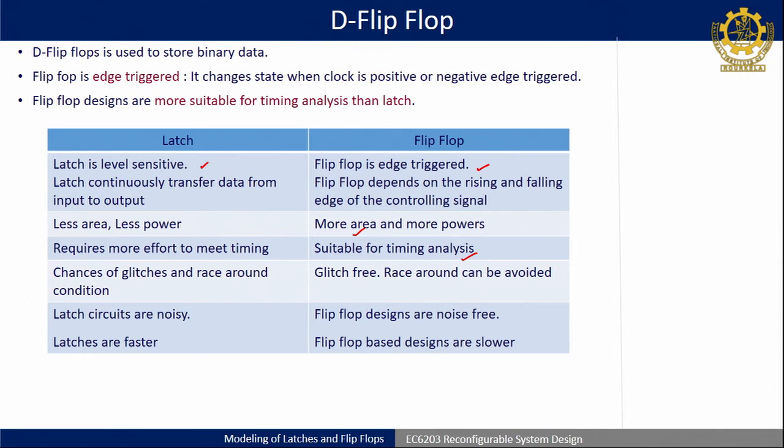Latches may have glitches or race around conditions, but flip flop is glitch free. So, any sort of spike cannot be further propagated due to the clock, and race around condition you can also avoid by using the master slave methodology. Latches are noisy, whereas flip flops may not have glitches and are noise free, but as far as speed is concerned, latches are faster than flip flops.